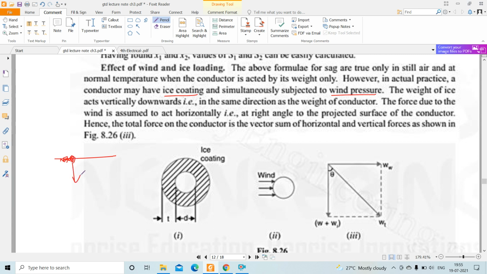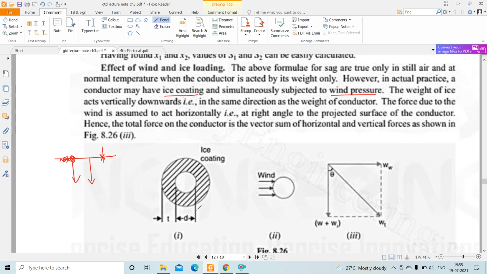And it acts in the same direction as the weight of the conductor, because the weight of the conductor is also vertically downward. But the force due to wind is assumed to act horizontally. If this is a conductor, the force due to wind acts in this direction or in this direction. So this acts horizontally.